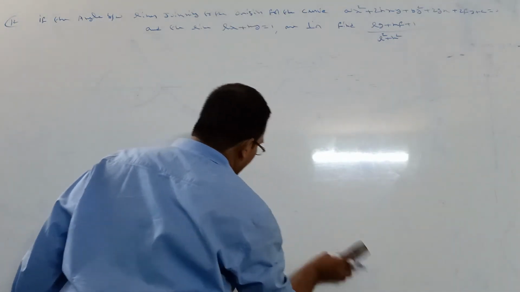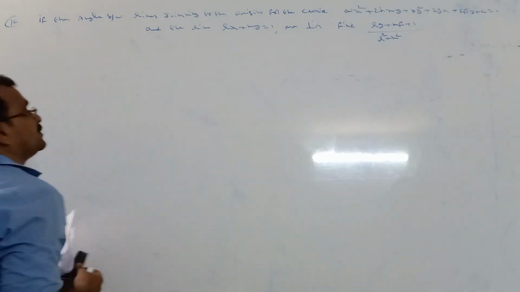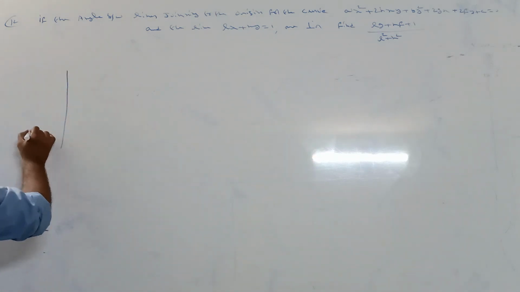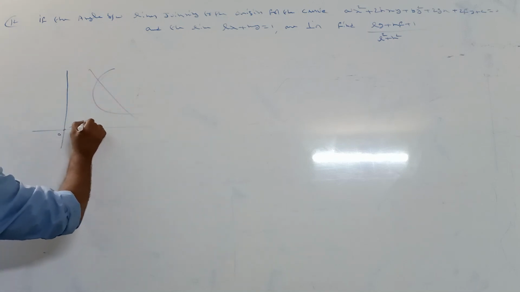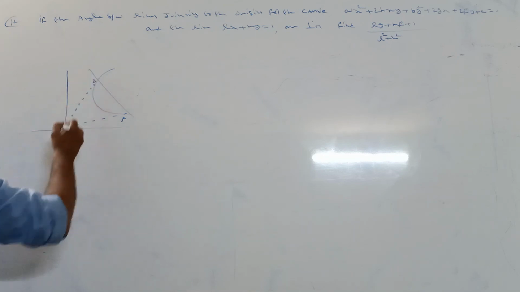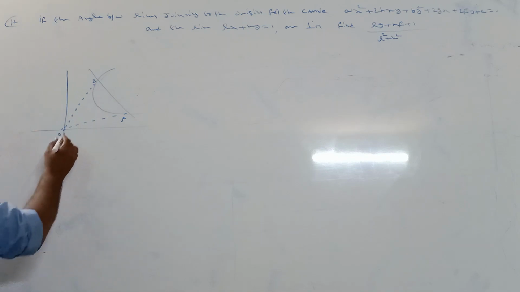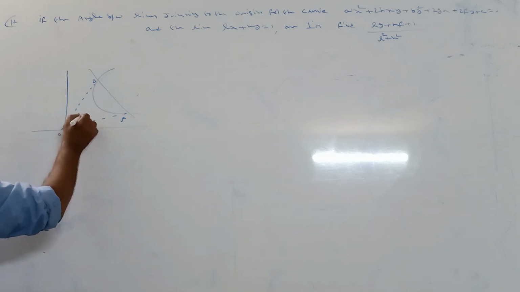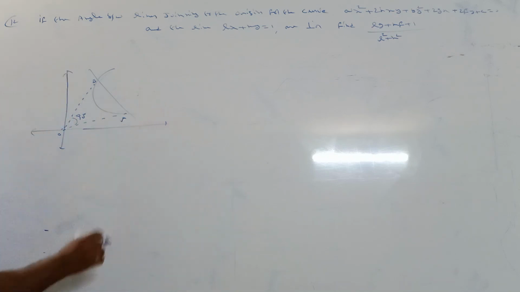This is also a homogenization concept. What they are asking: if there is a curve and a line, the points of intersection are A and B. The pair of lines from the origin to the points of intersection of the curve and line is OAB. They have given this is 90 degrees. Find the particular value of lg plus mf plus 1 by l square plus m square.